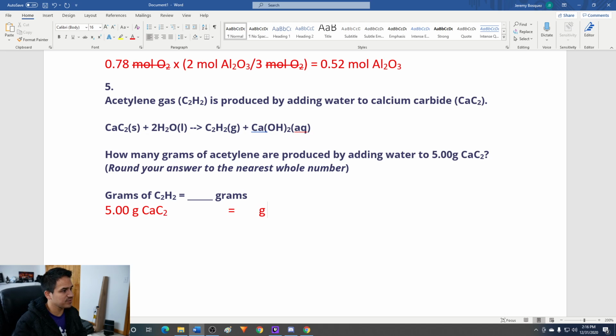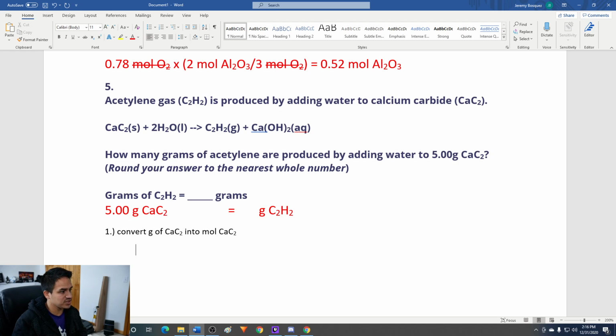And our final answer is going to be grams of acetylene, which is C2H2. Okay, C2H2. So that's this material here. So we're going from grams of this material to grams of this material. Okay, that's what we're doing. All right, so step 1 is convert grams of CaC2 into moles of CaC2.